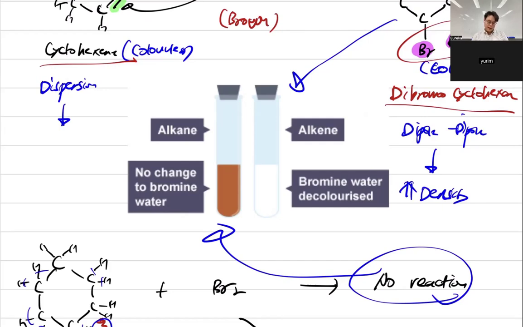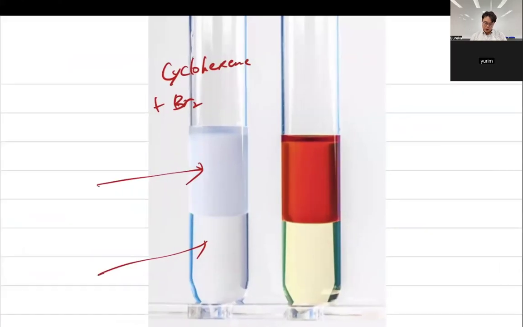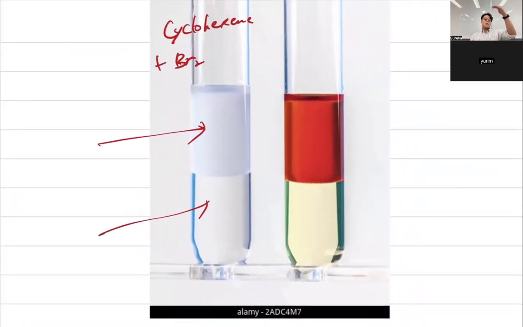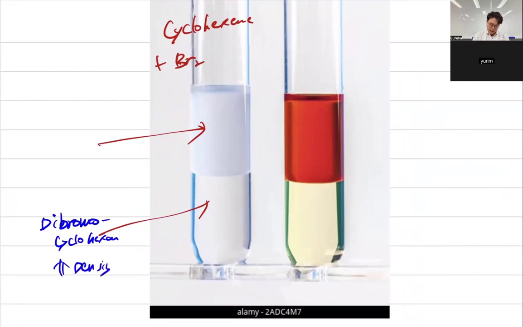In terms of the cyclohexane, because it only carries dispersion force, it will have lower density. So going back to the flask here, the one that's submerged at the bottom is more dense compared to the one at the top. So the one at the bottom should be the dibromocyclohexane, as it has higher density. And the top must be the remainder of the cyclohexene, which has a low density value too.